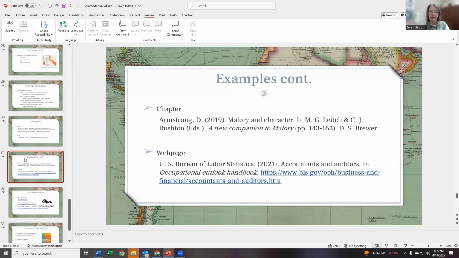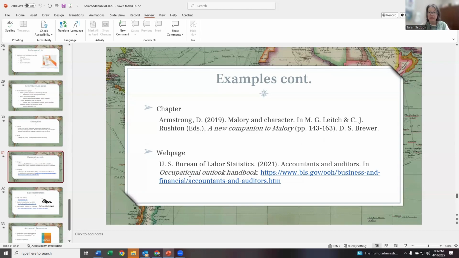Then, in our next example, we have a chapter from a larger book where the chapter has been written by one person, but the book has been edited by different people. So you start off with the author of the chapter's name, followed by the year it was published, then the name of the chapter, which is not italicized and only the first word is capitalized. Then you have information about the book it was published in, starting with the editors' names and then the title of the book, and then the page numbers, and finally the company that published it.